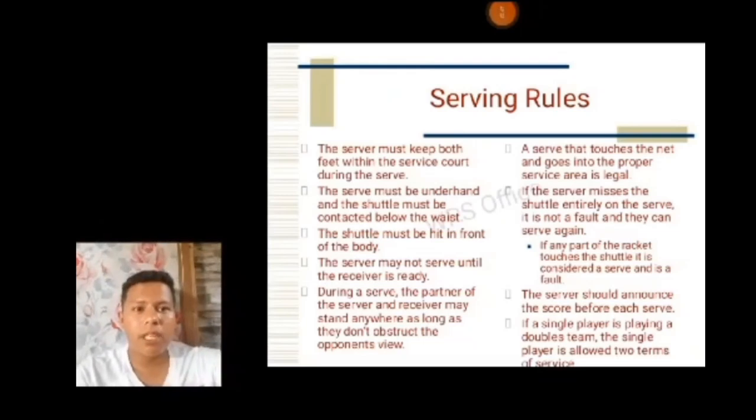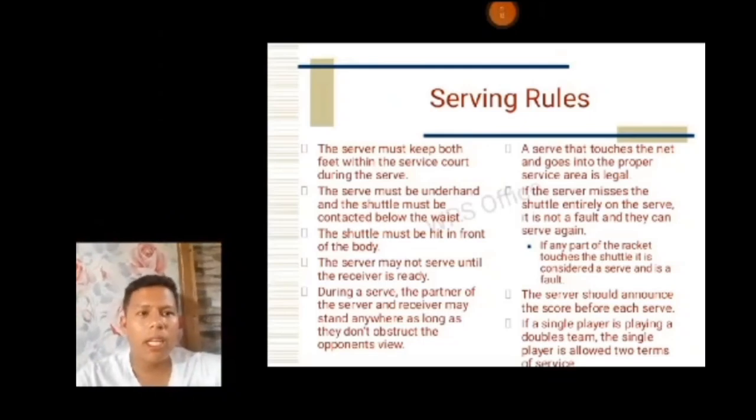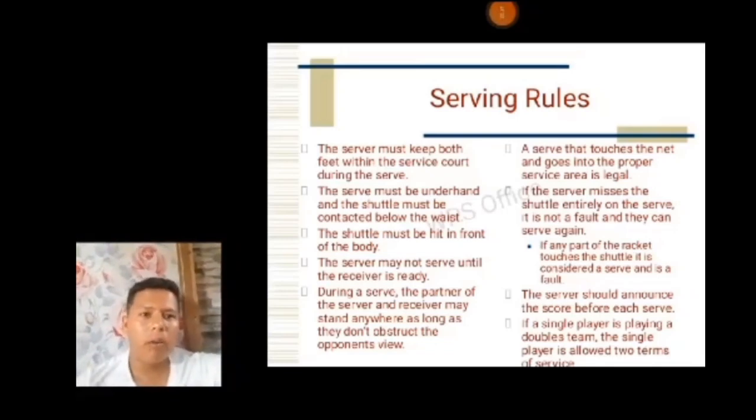First, the server must keep both feet within the service court during the serve. So when you serve, your two feet must be flat, because it is a fault if they are not. Then next, the serve must be underhand and the shuttle must be contacted below the waist.